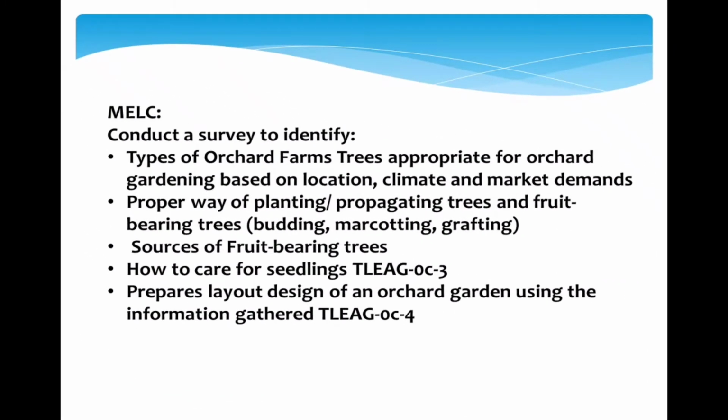For our lesson, conduct a survey to identify the following: types of orchard farms and trees appropriate for orchard gardening based on location, climate, and market demands. Then, the proper way of planting and propagating fruit-bearing trees, like for example budding, marcotting, and grafting. And the third is the sources of fruit-bearing trees, and how to care for seedlings and prepare a layout design of an orchard garden using the information gathered.